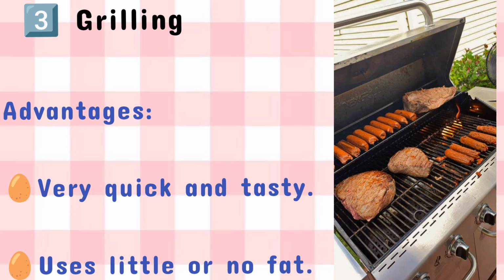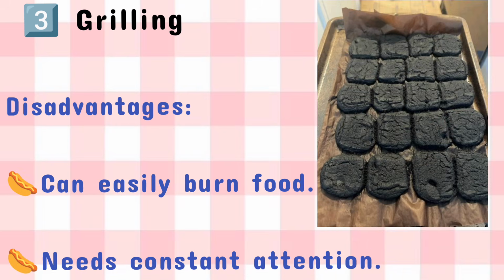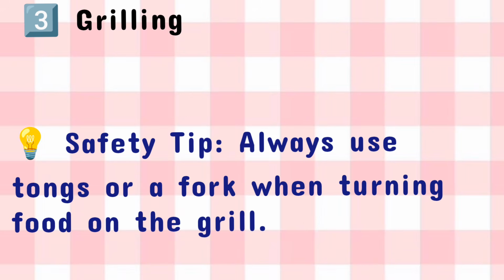The advantages of grilling include the fact that it's very quick and produces tasty food, and mostly it uses little or no fat at all. Disadvantages are it can easily burn your food, and it also needs your constant attention, otherwise you'll eat coal. Here's a little safety tip for those who love grilling. You should always use tongs or a fork when you're turning your food on the grill to avoid burns.